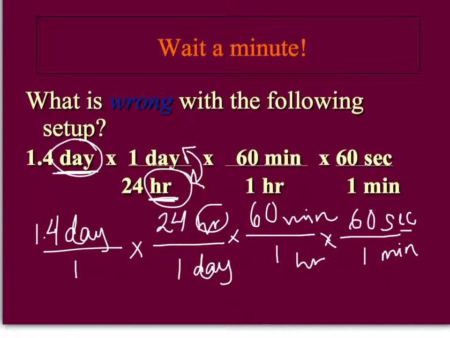That way when you look at it, all of your units have 1 on top and 1 on bottom, so they can cancel out. Except for seconds, which is what you want in your answer anyway. To finish this problem, all you would do is multiply all the tops and divide by the bottom, and that would give you your answer.